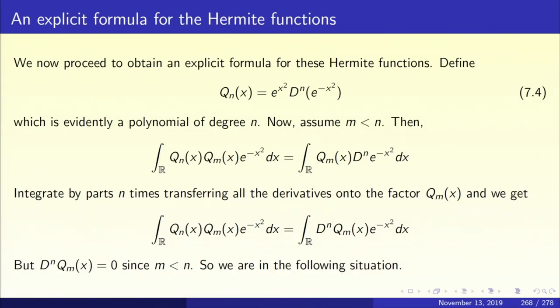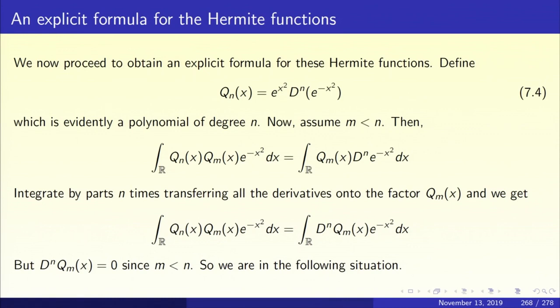Now, let us assume m is less than n, and we shall show that these Qn's are also orthogonal in the following sense: the integral over R of Qn(x) Qm(x) e to the power minus x squared dx is going to be 0 if m is not equal to n. So, m is not equal to n and m is less than n. So, how do we prove the orthogonality? How do you prove that this integral is 0?